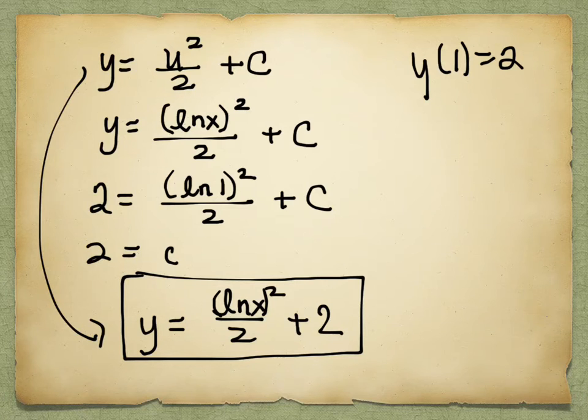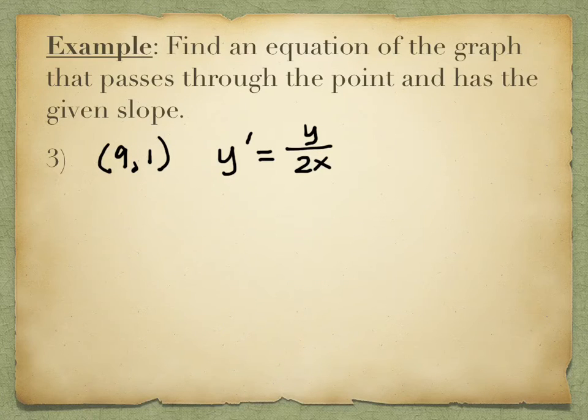Thank you, Janet. All right. Back to where I jumped to unnecessarily quickly. We're going to find an equation now of a graph that passes through the point and has the given slope. What's this asking me to do?